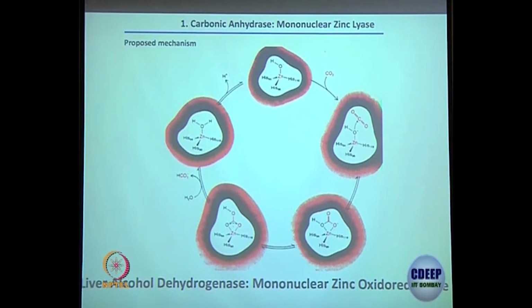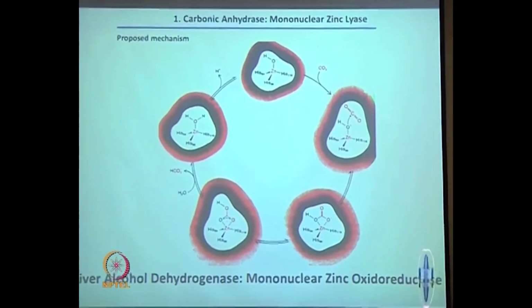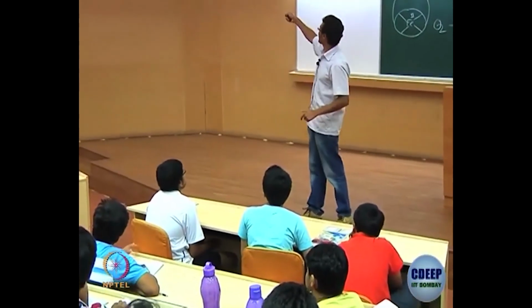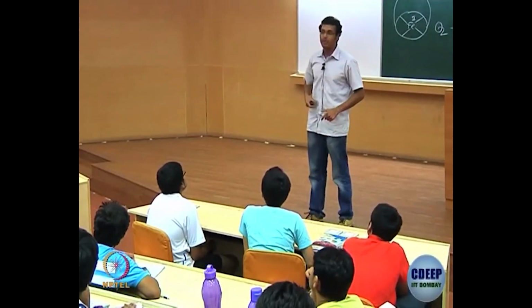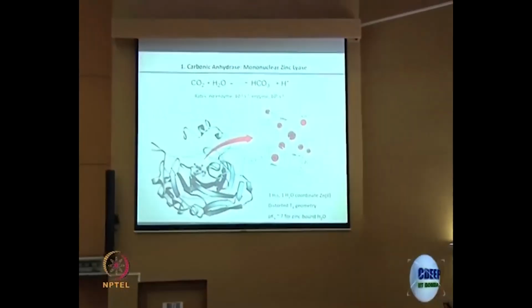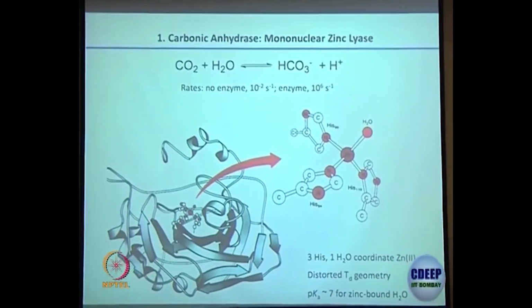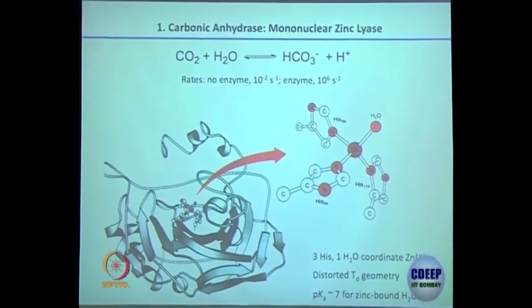Now, the moment water binds with the zinc 2 plus, which is a Lewis acid, you will have an opportunity to deprotonate. The moment the hydroxo forms, carbon dioxide can be attacked by this hydroxo, and then you can form the carbonate. So, sodium bicarbonate, it's something like that. So, carbon dioxide forming bicarbonate or carbonate. Okay? So, that's the carbonic anhydrase activity.